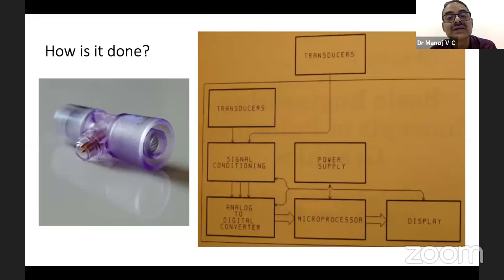Then a particular amount of electricity is spent to reheat the wire to the preset temperature, and this is amplified and then processed in a very sophisticated microprocessor, and you get values for how much energy is being used. So basically the flow, the pressure, and the volume are calculated from this, and then you deduce all the other parameters, the flow volume loop, the pressure volume loop. This is how it is done.